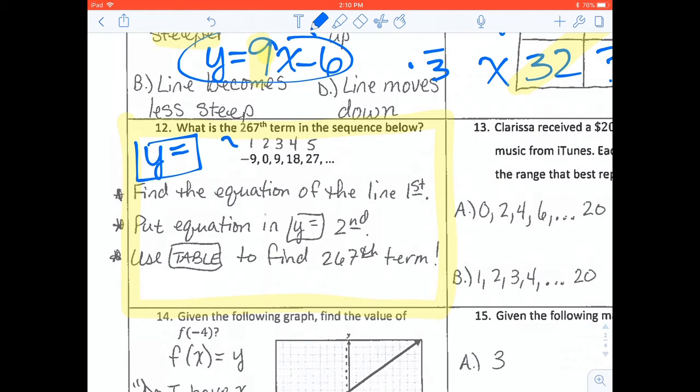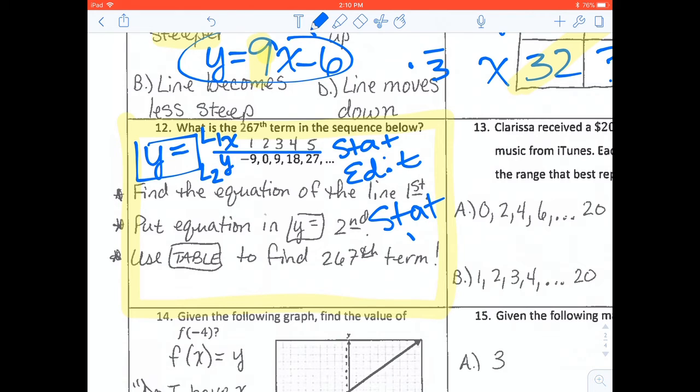But if you remember, if I give you a table and I want an equation, you're going to do stat edit. So you put your x values in L1, your y values in L2, and then you go to stat calc number 4. It's going to give you the value of A, which is our slope, and I believe it was 9, and then a value of B, which is our y-intercept, and I believe that was negative 18.